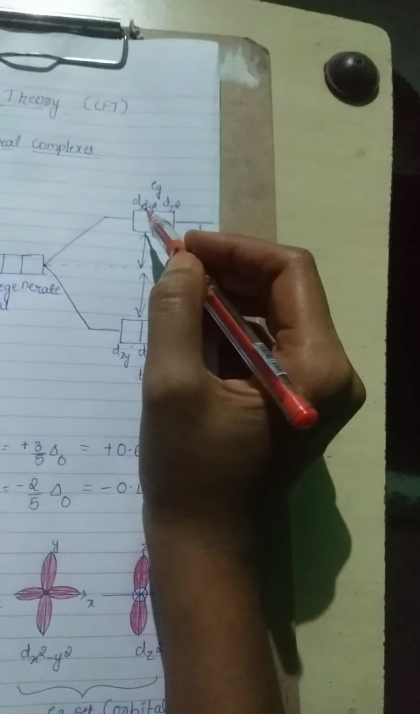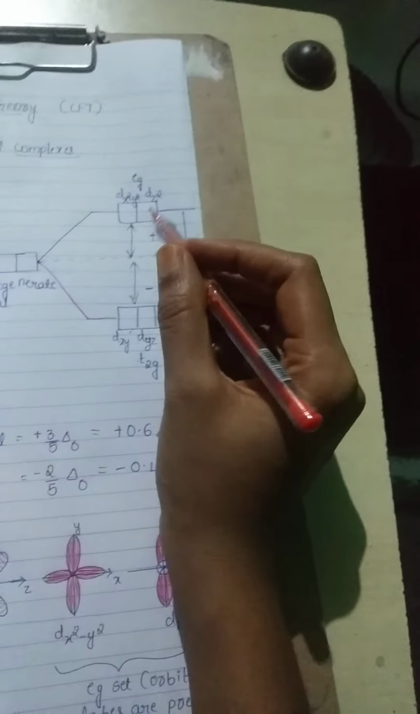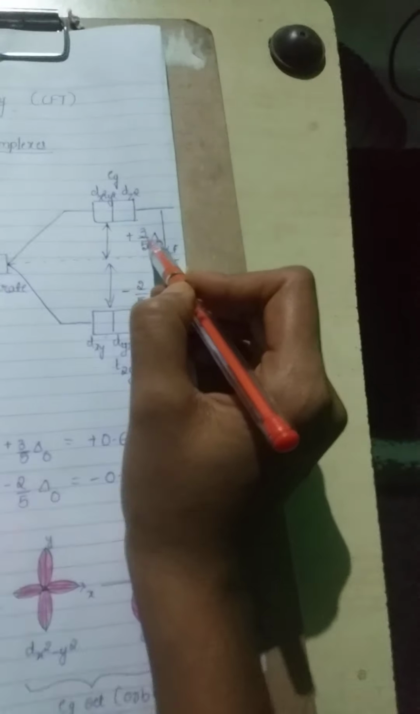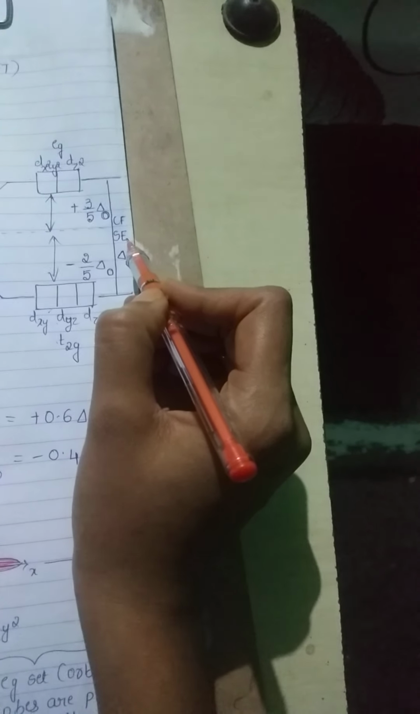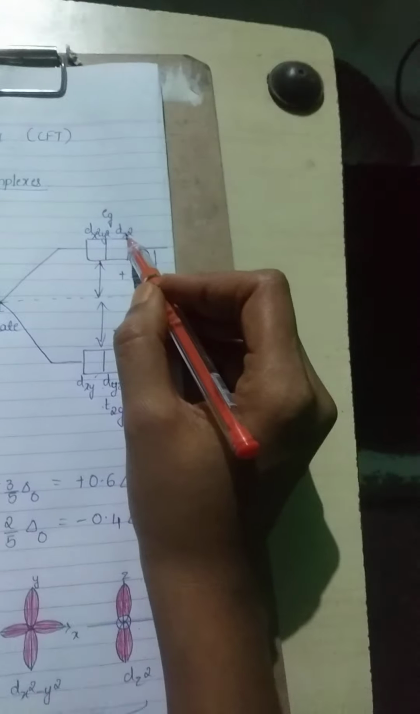Here the EG and T2G have the values plus 3 by 5 and minus 2 by 5 delta naught. The crystal field stabilization energy, or crystal field splitting energy, is the difference between the EG set and the T2G set. This one is for octahedral complexes.